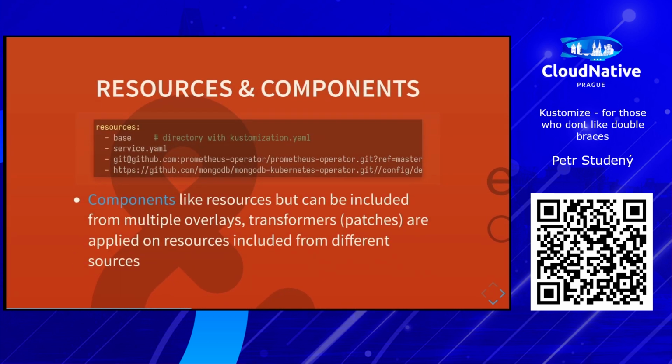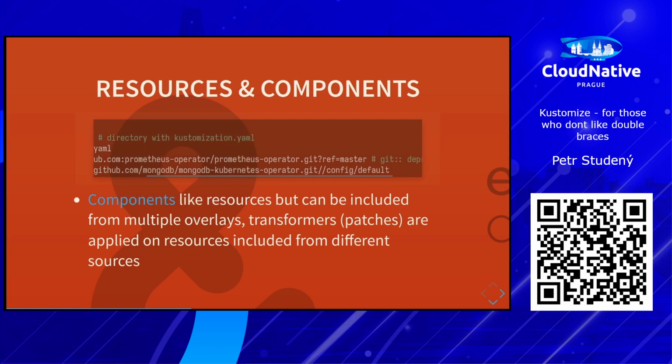So for the resources, it looks like this. There is a bunch of options for how to include your resources in there. You can use a directory with a kustomization YAML, such as base. You can use direct manifests. You can also reference a remote, in this case, a repository. It could be, I think, whatever HTTP server. And you can use a Git protocol, I mean the SSH or HTTPS.